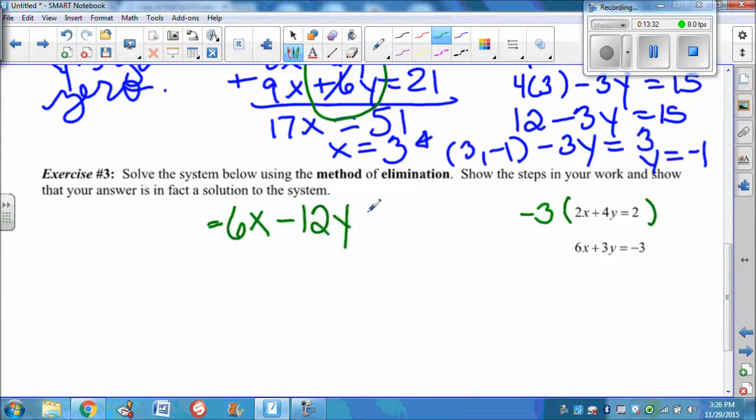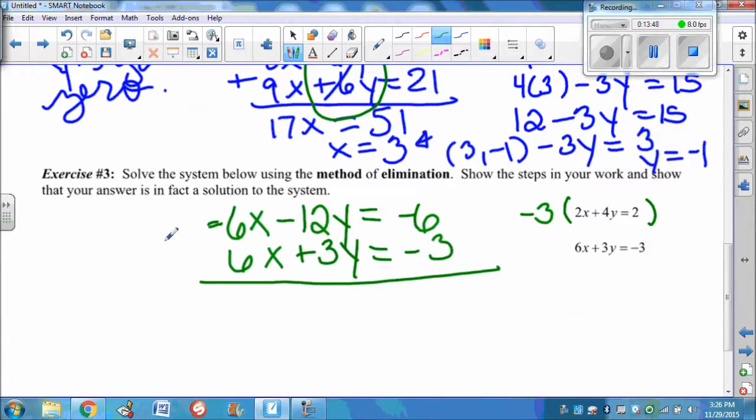-12y equals -6. So I've got this new looking equation, and now I don't need to do anything to that second equation. And now when I go to add them, my x's eliminate, which is what I need, because now I can find one of those variables, -9y equals -9, and y is equal to a +1.